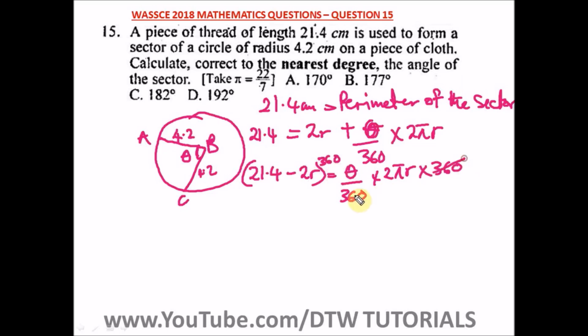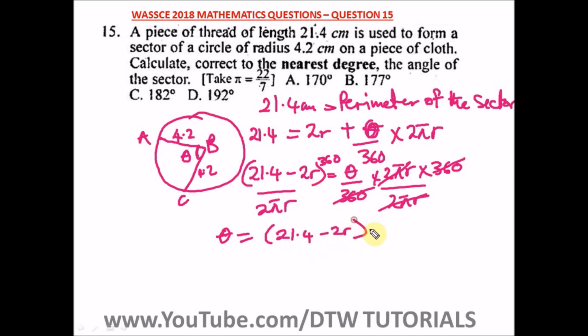Okay, so this will cancel out, and the next thing we'll do, we'll divide both sides by 2 pi r. This will cancel out, and we're left with only theta here. So theta is equal to, let's write everything down, bracket 21.4 minus 2r all into bracket 360 divided by 2 pi r.